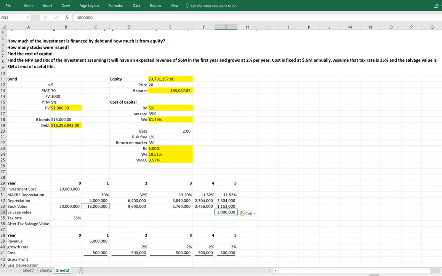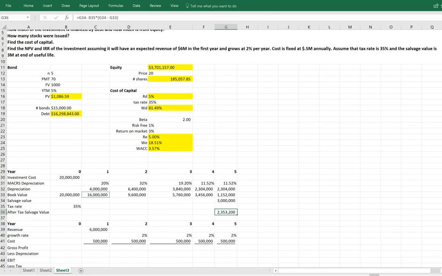Now we have the salvage value of 3 million. The after-tax salvage value at the end of 5 years would be 3 million minus the tax on the gain. You're paying 35% on the capital gain. You're selling something for 3 million that is only worth 1.1 million, so that's your gain. The after-tax salvage value would be 2.35 million.